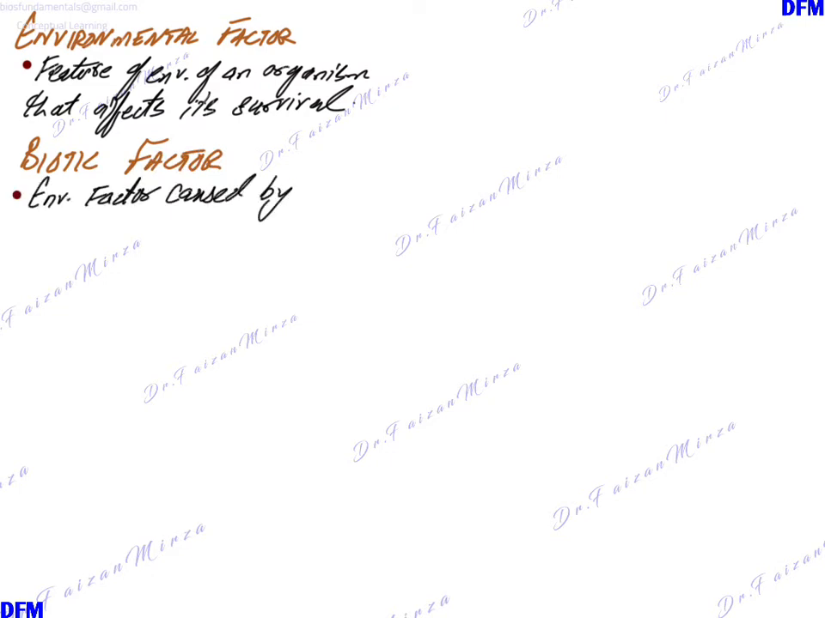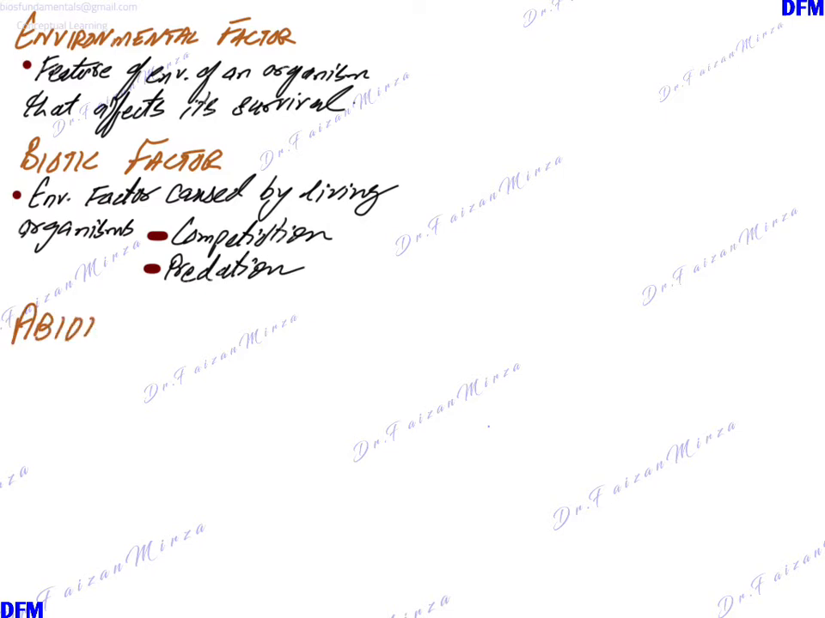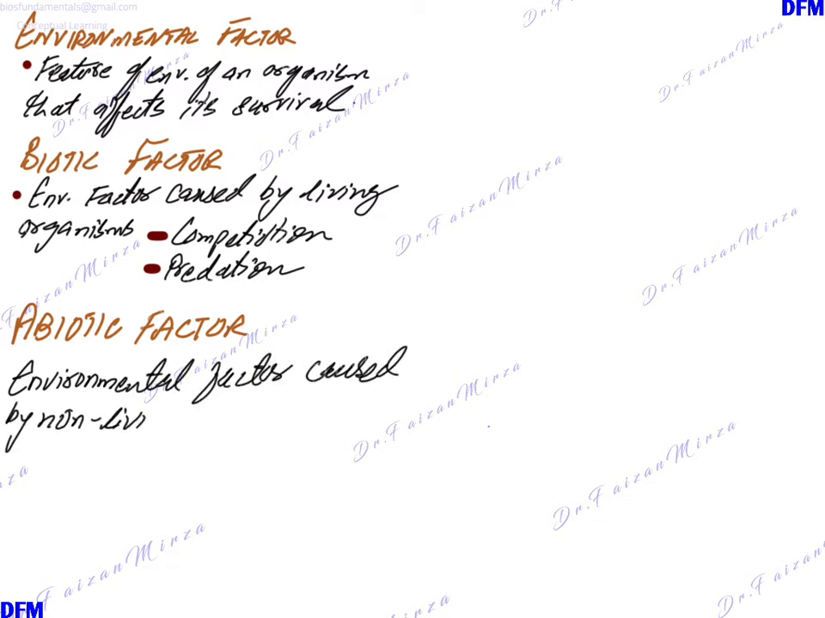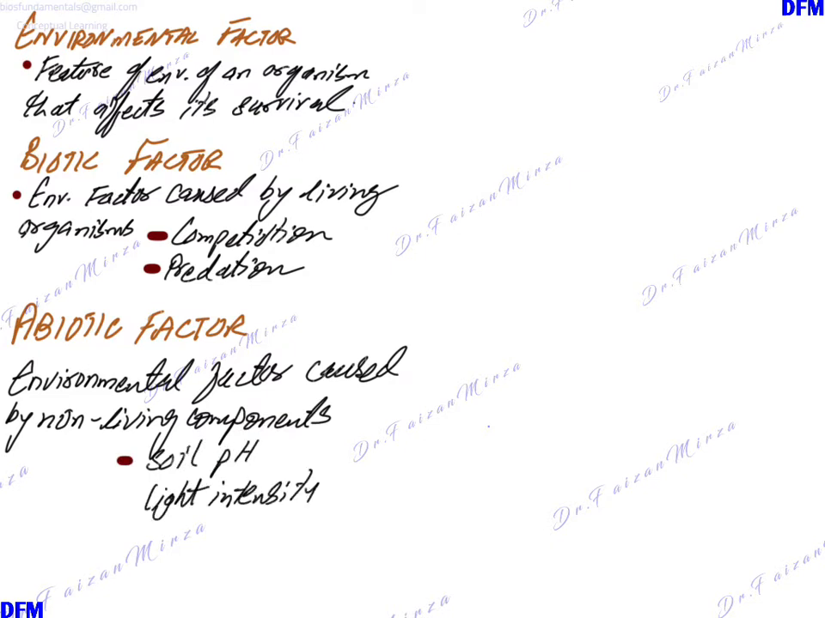What's an environmental factor? An environmental factor is a feature of the environment of an organism, and this feature affects its survival. For example, biotic factors are the living components of the environment, and these living components determine the survival of the organisms in that vicinity. For example, competition, for example, predation. Similarly, abiotic factors are also environmental factors, but they are not living, rather they are non-living. These non-living components can be, for example, soil pH, light intensity or water availability.